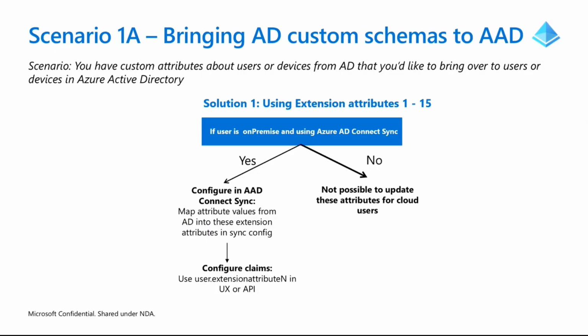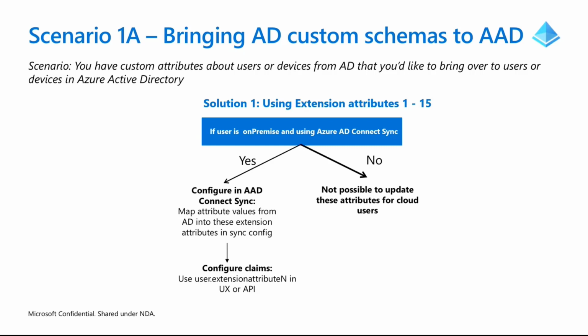Yep, sounds good. So we are going to talk about different scenarios and what they do. The first scenario, which we call 1A, because there might be two different options in this scenario, but let's look at the scenario first. You have your on-premise AD, which you have customized in a specific way, and you would like to bring those custom schema attributes to Azure Active Directory. In this case, you would like to use extension attributes 1 through 15, and we are going to see how you do it.